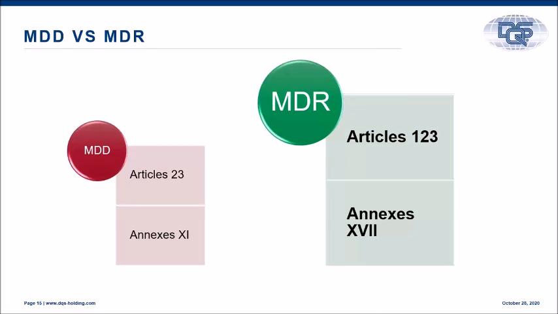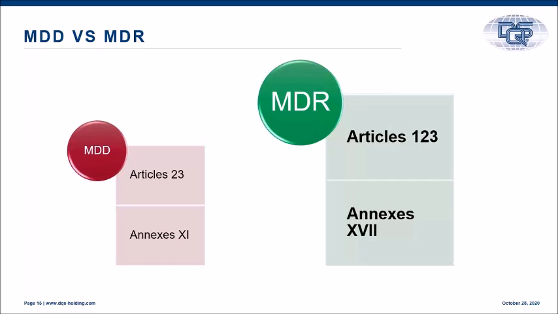So how is it different, MDD versus MDR? The MDD, the Medical Device Directive, had 23 articles and 11 annexes. Articles are the legal requirements, and annexes are the route to comply with the requirements. So that is how it is.